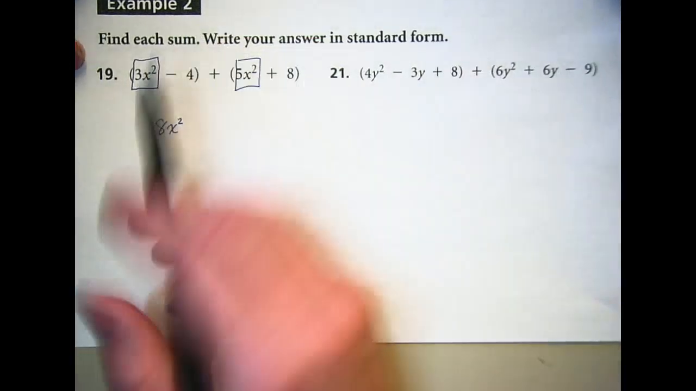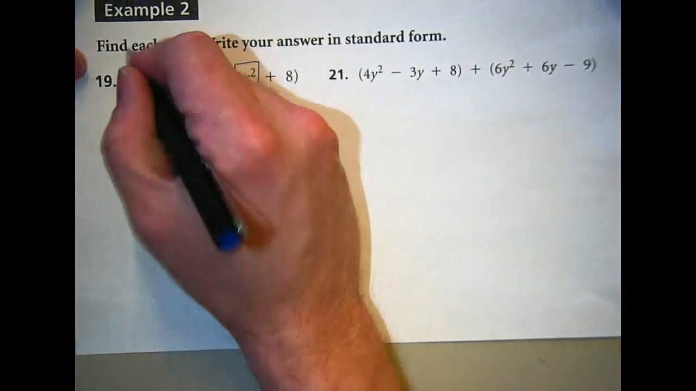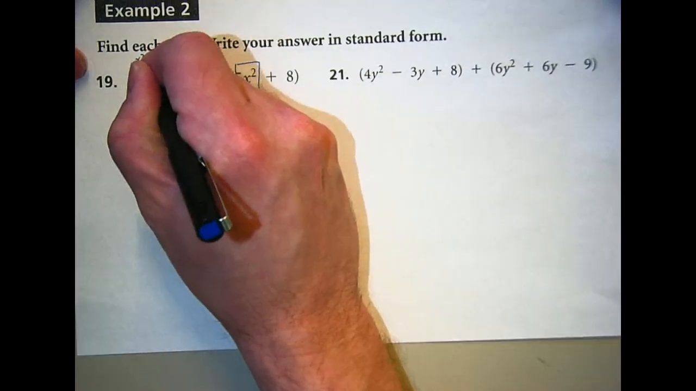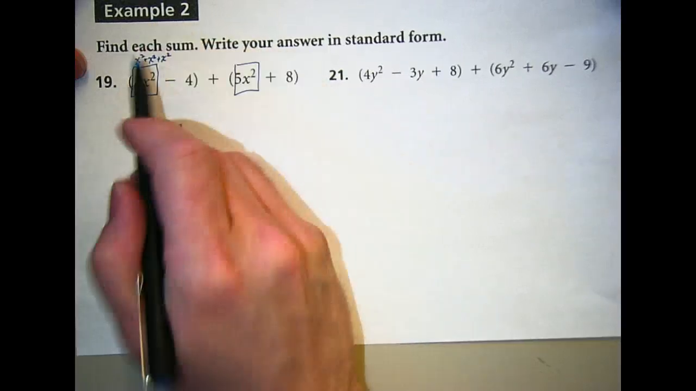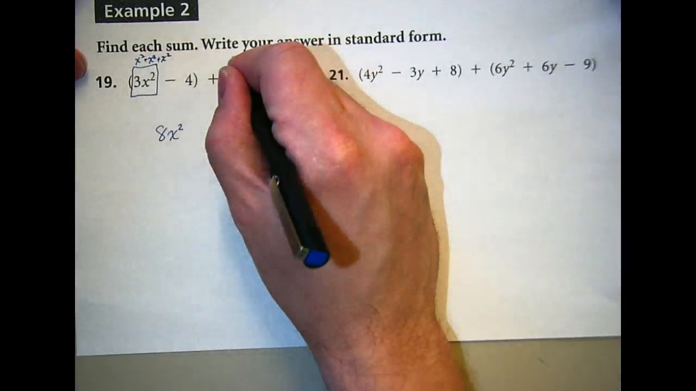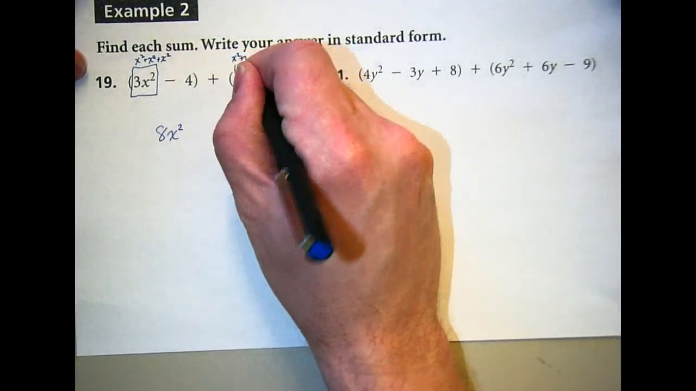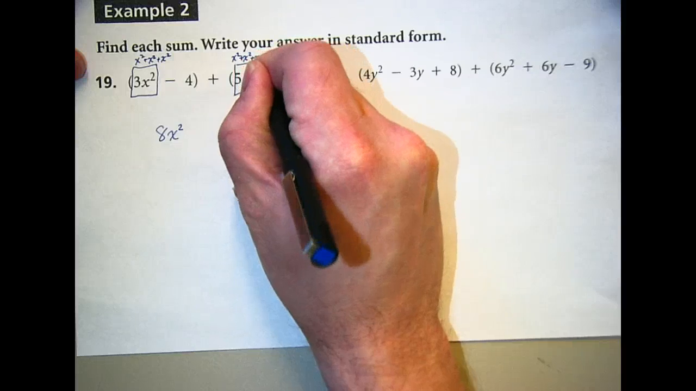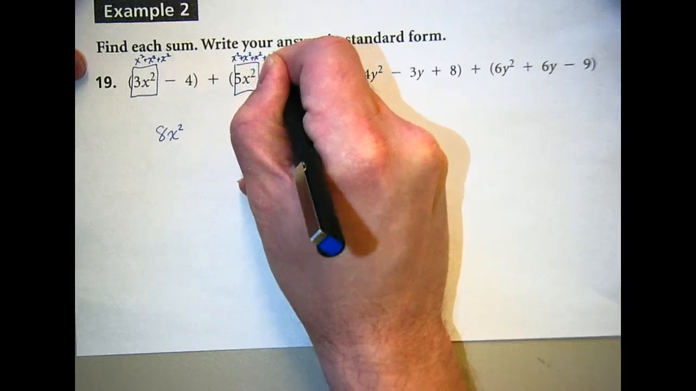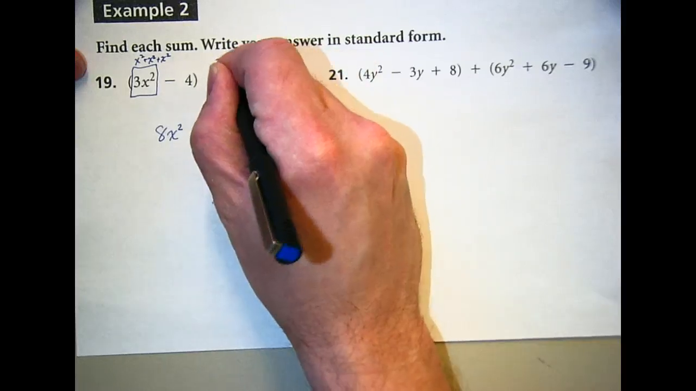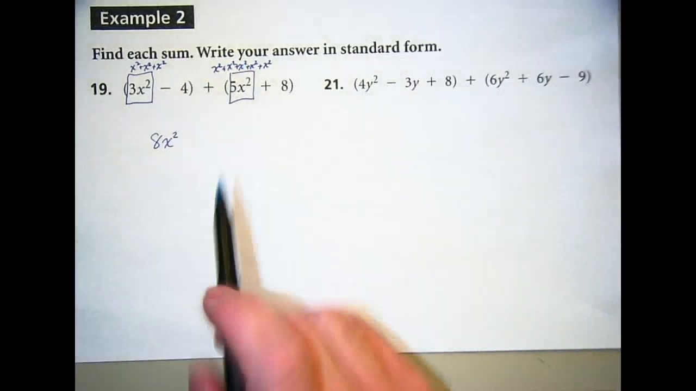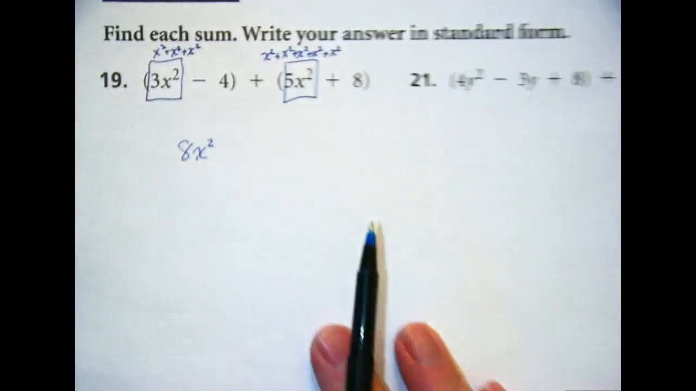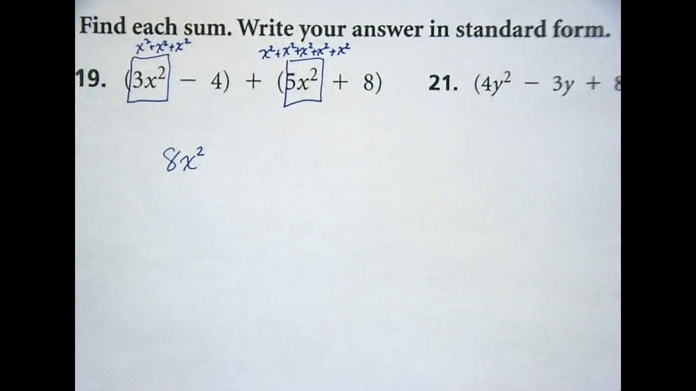8x squared. So he's taking the 3x squared, so this means you're counting x squared. You have 3 of them. So repeated addition we call multiplication. 1, 2, 3 x squareds. Here you have 5 x squareds. We're running out of room here. Okay, so you have a grand total of 3 x squareds and 5 x squareds, or 8 x squareds. All right? That's kind of what's happening there.